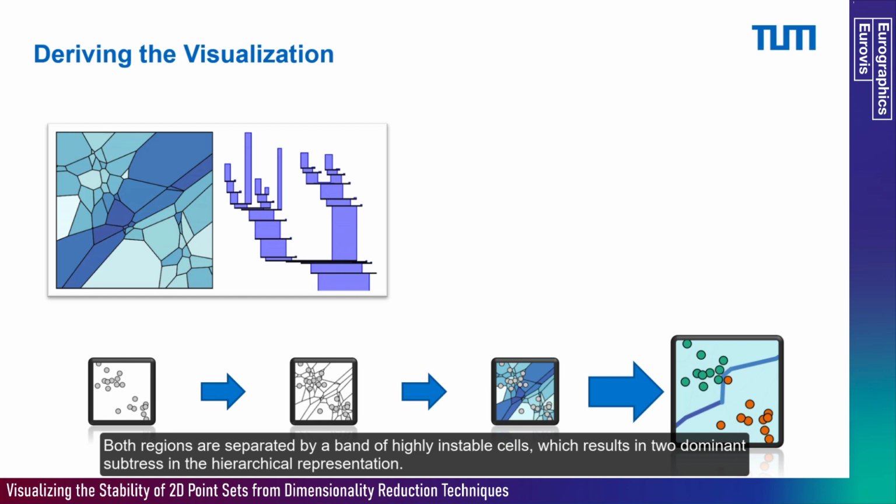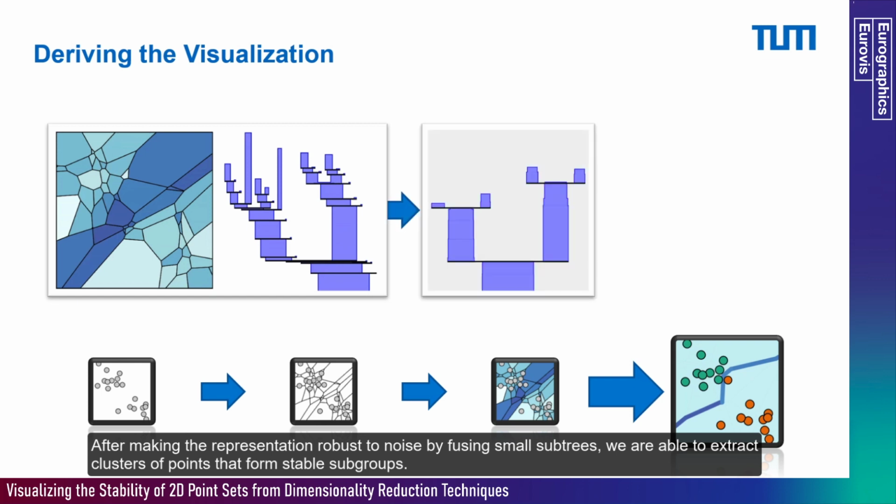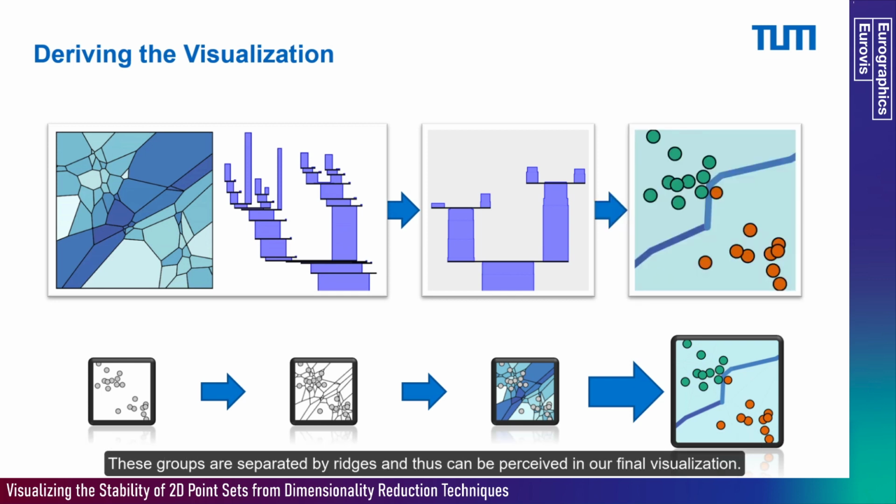Both regions are separated by a band of highly unstable cells, which results in 2 dominant subtrees in the hierarchical representation. After making the representation robust to noise by fusing small subtrees, we are able to extract clusters of points that form stable subgroups. These groups are separated by ridges and thus can be perceived in our final visualization. Color hereby indicates the stability of either identified subgroups or ridges separating them. In this case, the clustering algorithm determines 2 clusters. For more details about the clustering approach, please refer to the published paper.